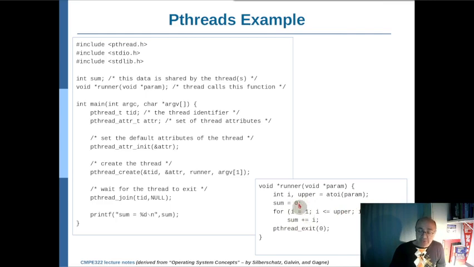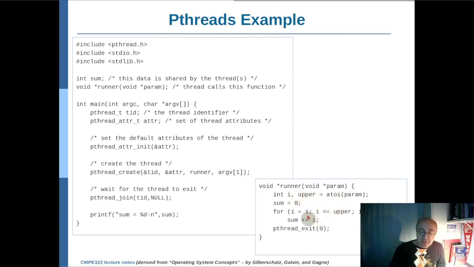We initialize sum to 0, and upper is coming as a parameter, a command line argument. So it comes as a string. So we use the atoi function, which stands for the alphanumeric to integer function, which will just convert the string to an integer value, and we just run the loop on that.